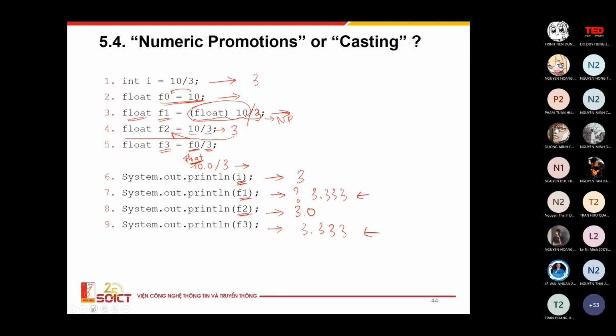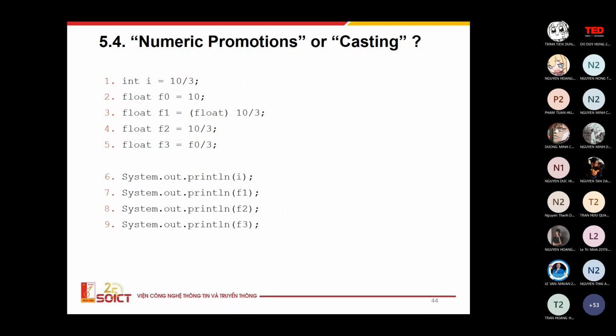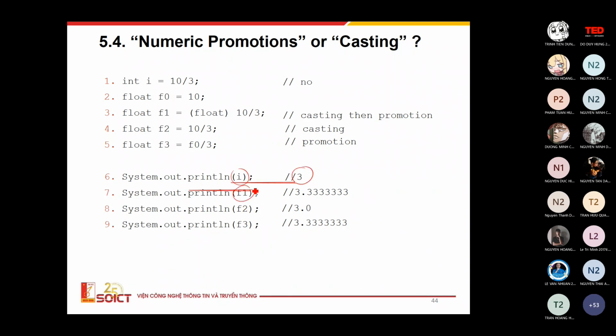So remember what casting is and what numeric promotion is, for example. This is the result: for E is 3, for F1 is 3.33, for F2 is 3.0, and for F3 it is the same. I think it's okay.